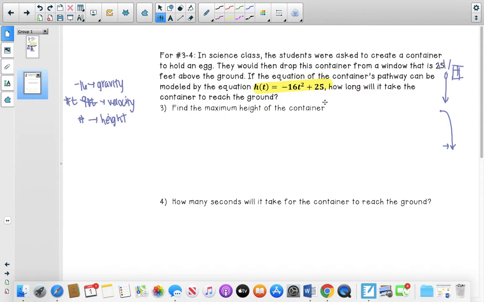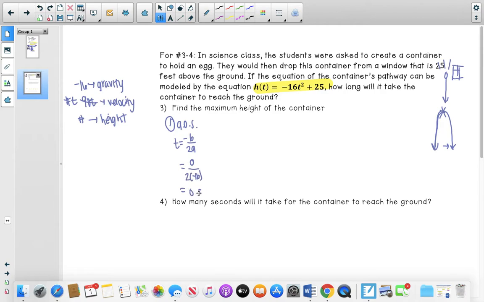Okay, so find the maximum height of the container. So we talked about if you have a parabola, the vertex is going to give you the maximum. So first step when doing this is you're going to find the axis of symmetry. And I'm going to write it as t equals. I'm not going to be mad if you write it as x equals, but I'm just going to write it as t equals because we are using t as our variable. And then it says negative b. Well, there's nothing with the variable of just t, so that b is 0, which makes the rest of it kind of pointless because we know 0 over any number is 0.